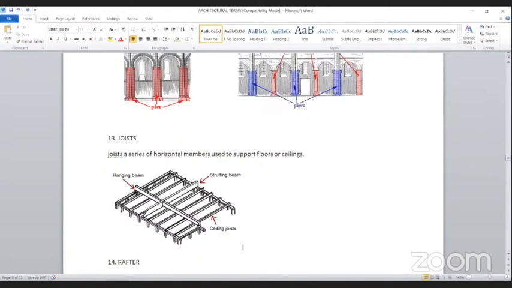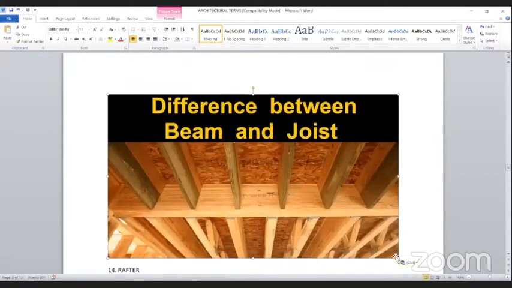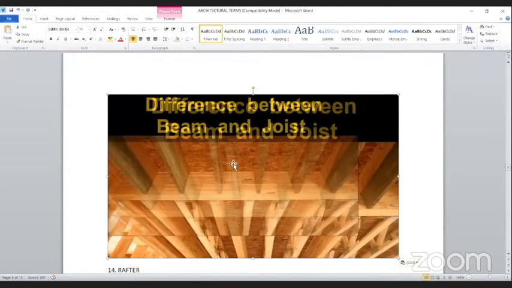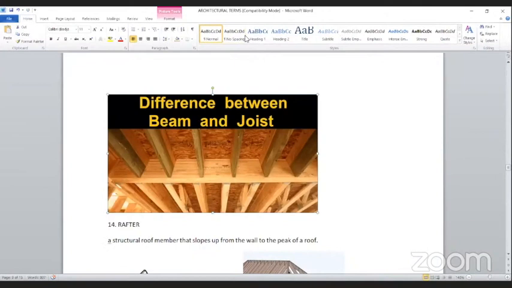I think I had an image actually. Ma'am, is that an RCC structure? Just a second. Yes, I found this one. I took it from Google directly. This is a beam. These are joists. Now clear?